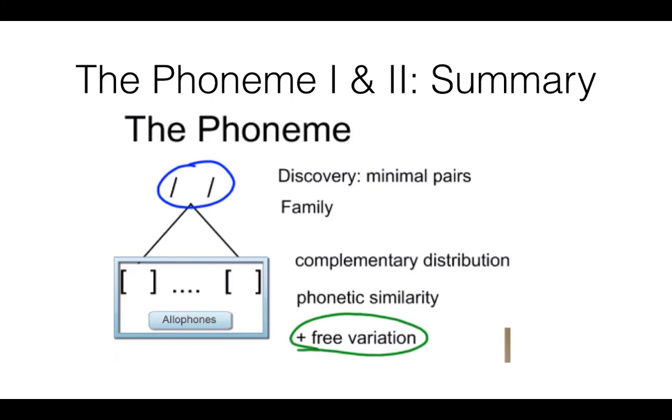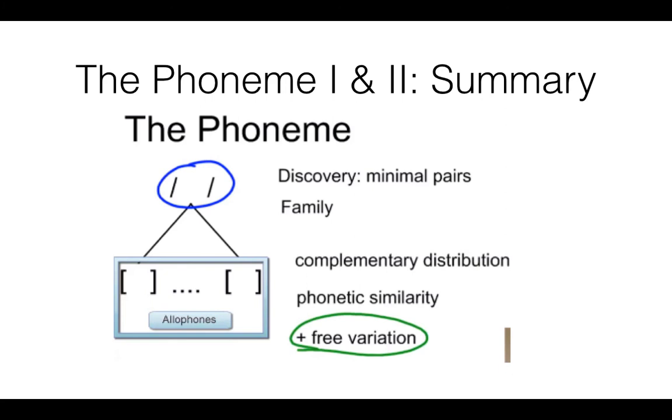So for the phoneme, if you want to say that I have different phonemes, you need to give us the proof. What is your proof? Minimal pairs. And what do we mean by minimal pairs? We mean same environment, but different meanings.